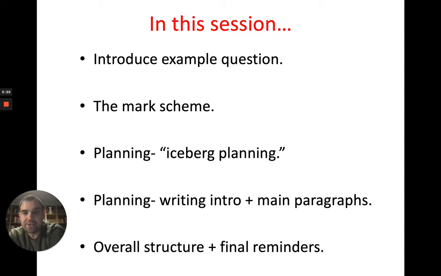There are 5 key things we're going to be doing in the session today. Introducing the example question we've already done. I'm going to very briefly talk you through the mark scheme, just to give you an overview of what you need to do in the question. We're then going to be looking at how planning is really important with this essay question, and how to plan your overall essay, but then also when you're doing practice essays, how to plan good paragraphs and good introductions as well. And then I'll just finish off with some overall reminders about the structure of your writing and what you should do if you're trying to get top marks.